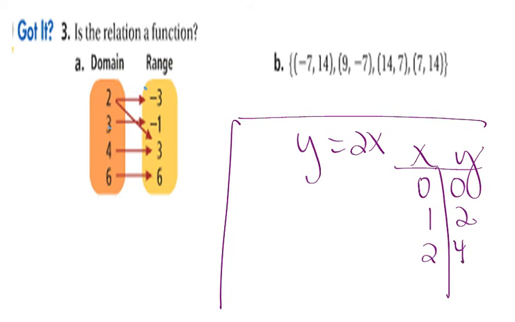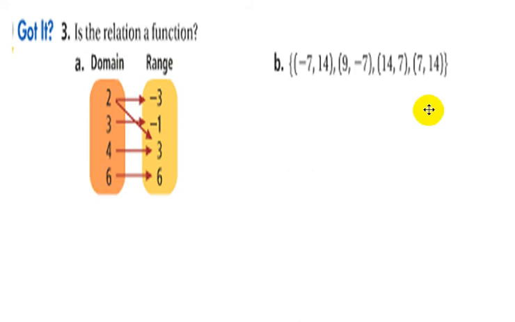Now, I can't come back again and say, okay, now that I'm going to plug in 1 again for x and get a different number. I can't plug in 1 for x again and say, okay, now I'm going to get a 7. That's what this is saying. For every input, you can have exactly one output, not two. All right, so that was the example I used in class.